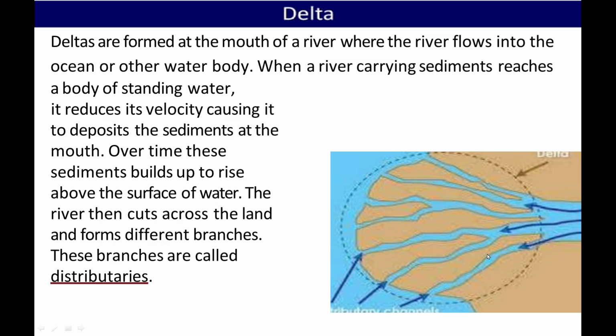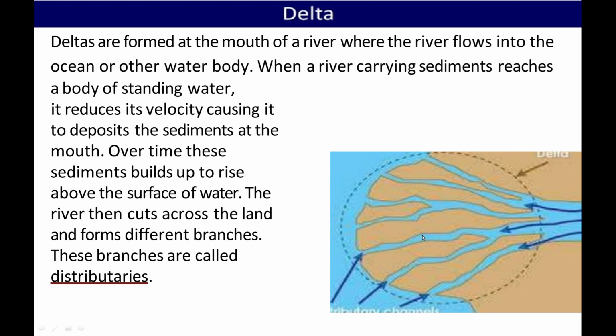The river becomes so slow. Here the speed is very slow that it begins to deposit its load. We can see it deposits its load. Each distributary forms its own mouth. The collection of sediments from all the mouths forms a delta.